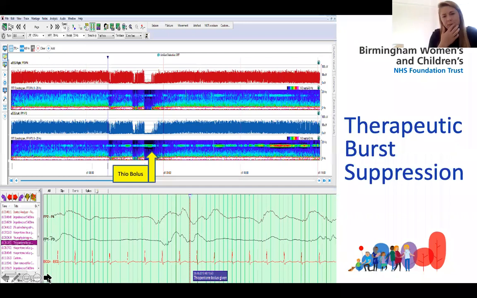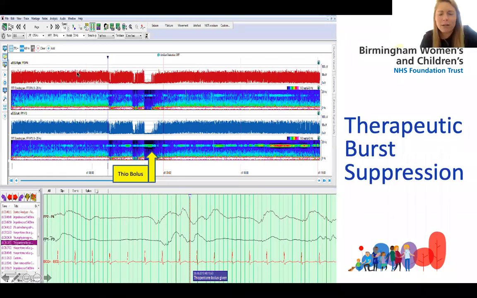So the other reason for monitoring, which we talked about, is for therapeutic burst suppression. Anyone on thiopentone needs to be on this monitoring because of the risk of flattening out your cortical activity. You can see this quite nicely on here, where someone's given a bolus of thiopentone and we've lost the overall amplitude of the recording.